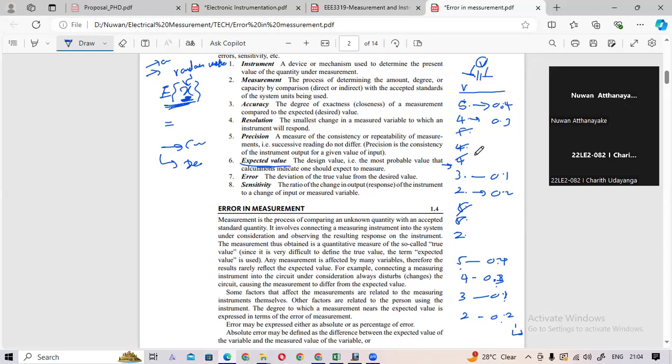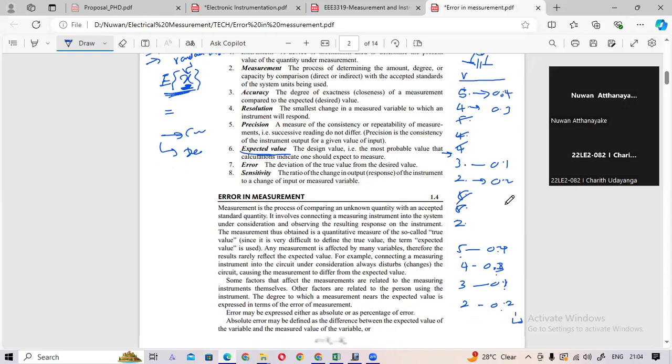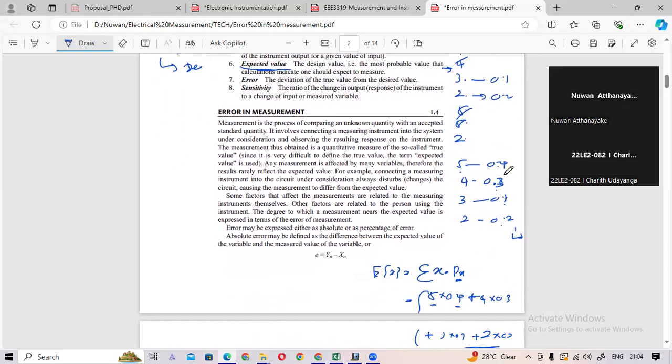The same way we have 3 fours. That means 3 out of 10, so 0.3. And 3 is only 1, 1 out of 10, 0.1. Two twos are there, so that is 2 out of 10, 0.2. These are the probabilities. So this is the variable, these are the probabilities.